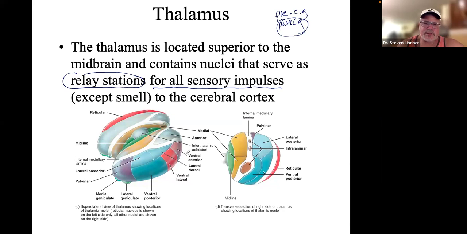And you look, oh my goodness, there are so many different nuclei of the thalamus. If this was a more advanced neurology class, you would have to have all of these different nuclei and sections memorized. But for our purposes, as an intro course to A&P, I'm happy that you know that the thalamus is the primary relay station for all the sensory impulses except for the sense of smell. Smell does not synapse or get relayed to the thalamus.